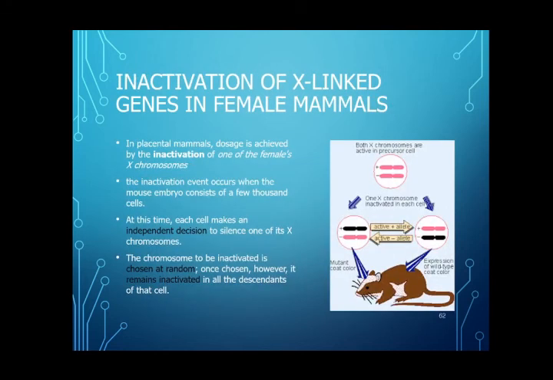In mammals, you have inactivation of X-linked genes. In placental mammals, dosage compensation is achieved by the inactivation of one of the female's X chromosomes. The inactivation event occurs when the mouse embryo consists of a few thousand cells. At this time, each cell makes an independent decision to silence one of the X chromosomes, because they are two, they are female. The chromosome to be inactivated is chosen at random. Once chosen, however, it remains inactivated in all the descendants of that cell.